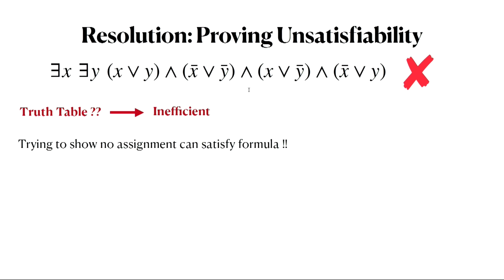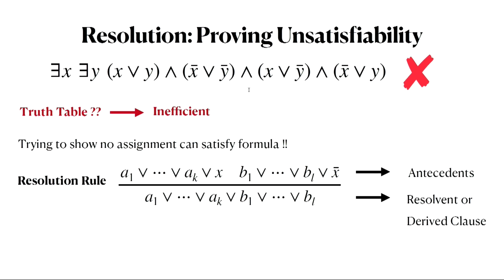But is there a better way? So what we are trying to show is that there is no assignment such that we can satisfy the formula. To do that, there is a rule which we call the resolution rule. What does this say? Suppose I have a clause a1 up to ak or x in my formula, and I have a second clause b1 up to bl and x bar.